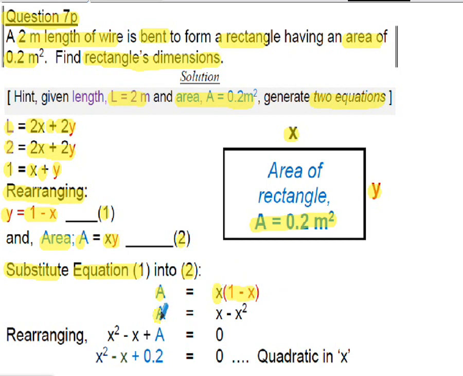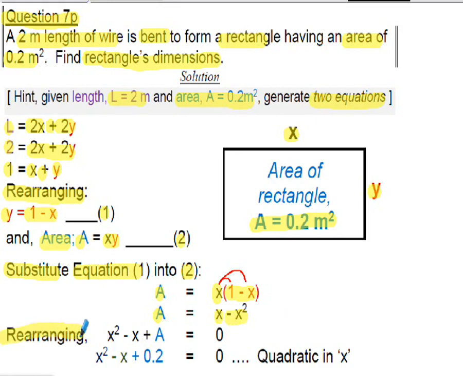On the next line I simply expand the right hand side, so expand in the brackets, so x multiplied by the 1 and x multiplied by the negative x. So that gives me x multiplied by 1 is 1x, or simply x, and x multiplied by negative x gives me the negative x squared term.